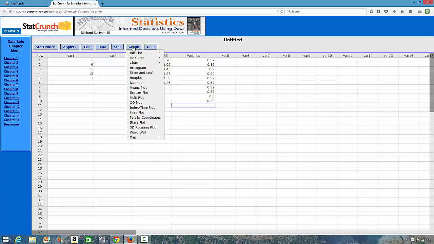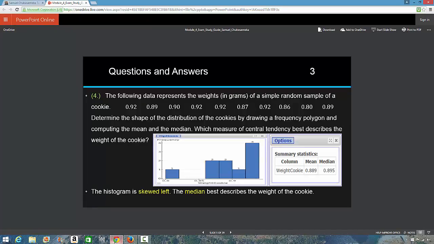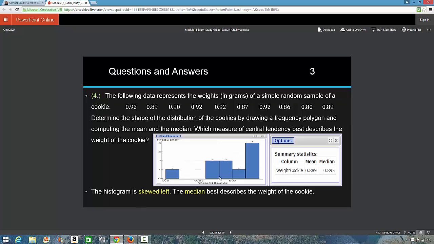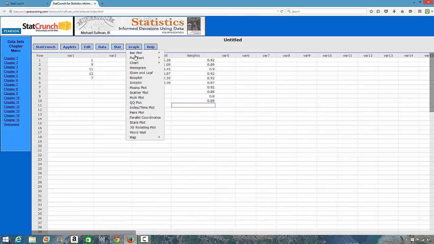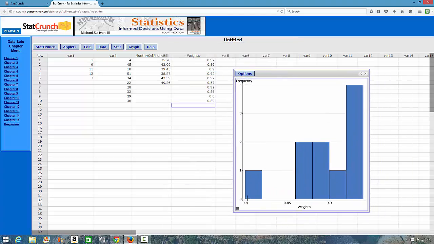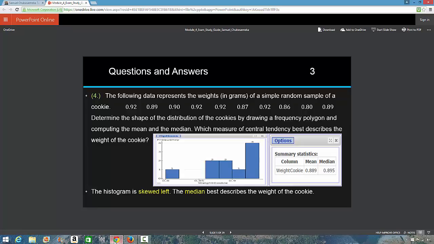So I go to graph, because you have to select histogram this time. Okay, I go to graph, I select histogram, then I click weights. That is only what I need here, weights, and this is a frequency. Okay, not relative frequency but frequency. So you leave it like this and you click compute. So this is what I have here.